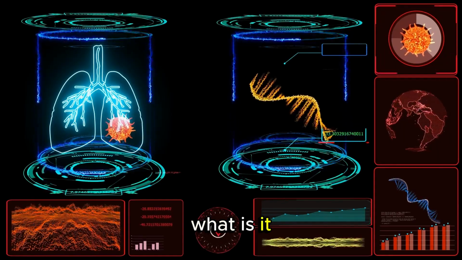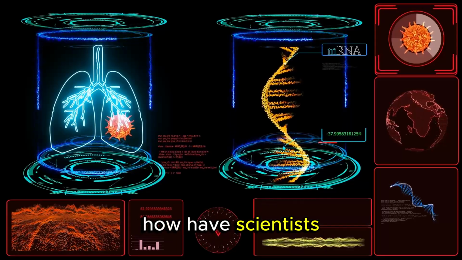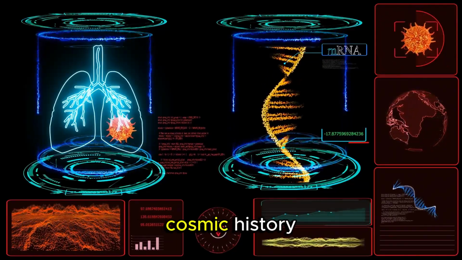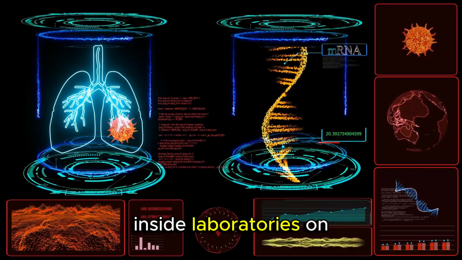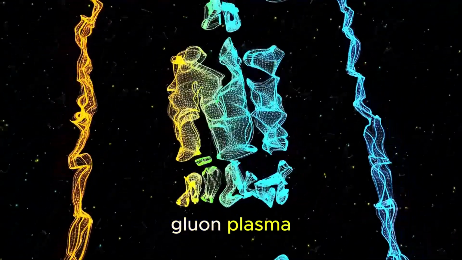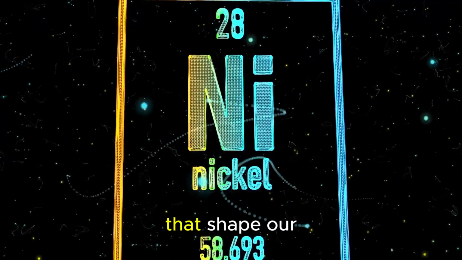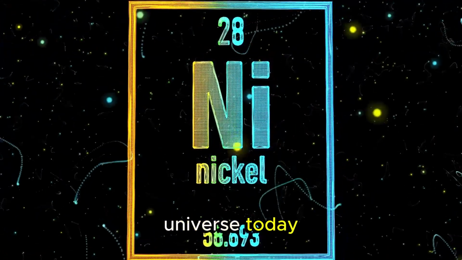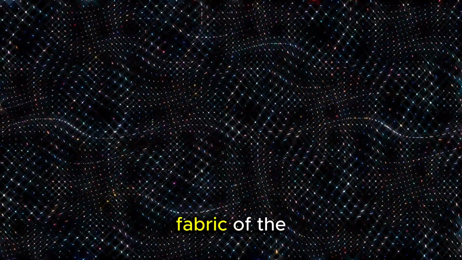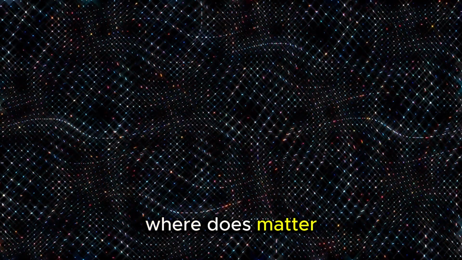Today, we're going to take a journey back in time to understand this primordial state of matter. What is it? How do we know it existed? And most remarkably, how have scientists managed to recreate this moment of cosmic history inside laboratories on Earth? This is not just a story of the distant past. Studying the Quark-Gluon Plasma offers a powerful lens into the forces and particles that shape our universe today. It connects us to the very fabric of the cosmos and to the fundamental question, where does matter come from?